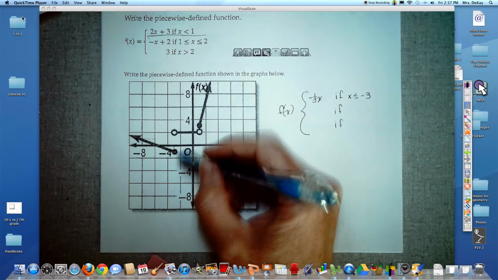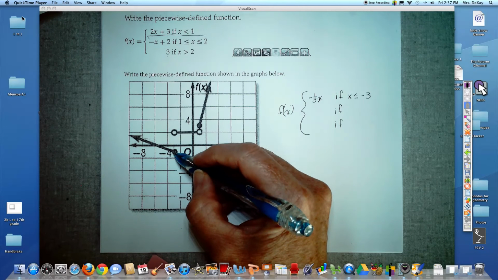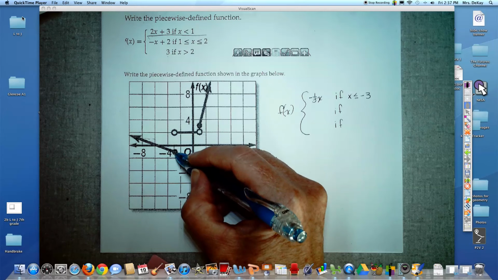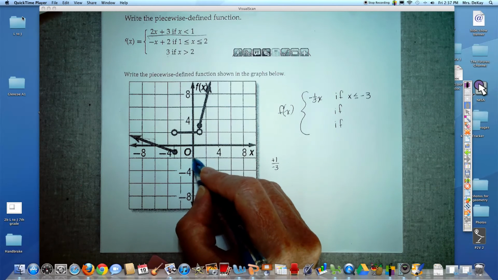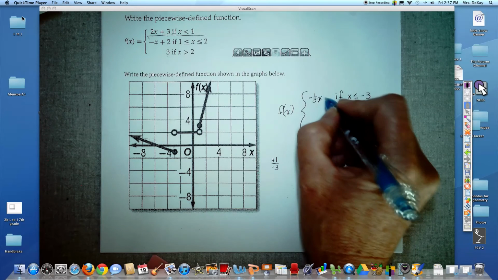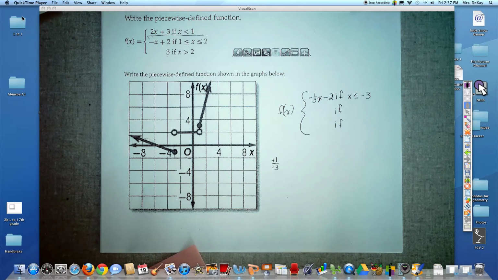So I know it's -1/3 x. So I'm going to go till I hit the y intercept. If I went down 1 and over 1, 2, 3, I would hit it right away. It's at -2. These are super easy.